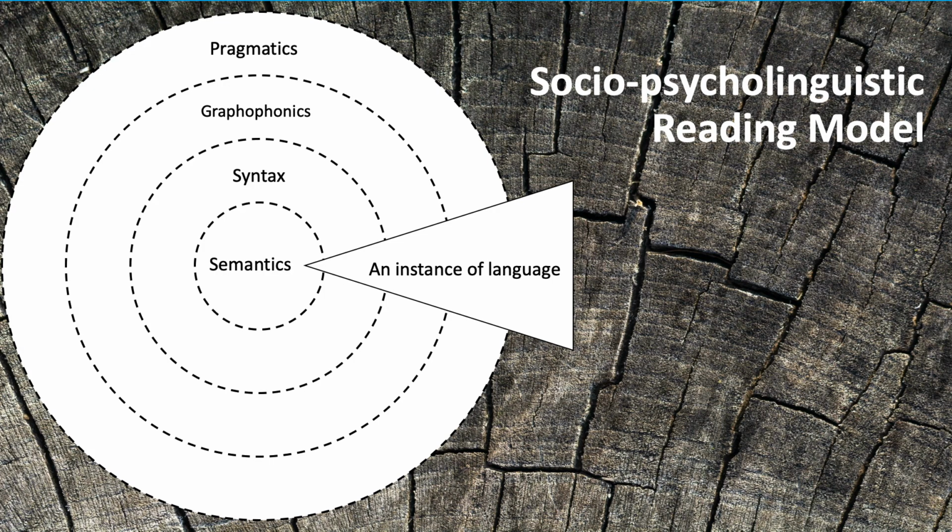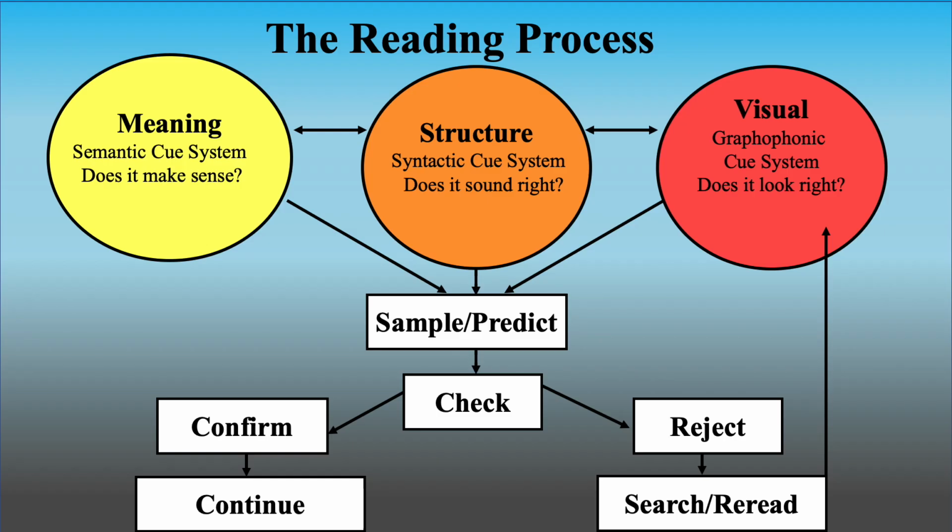And finally, when we look at the socio-psycholinguistic reading model, it's important that we remember we use all of the cueing systems together to create meaning. And that the reading is a process. We're constantly predicting, sampling, and confirming whether or not a text makes sense.